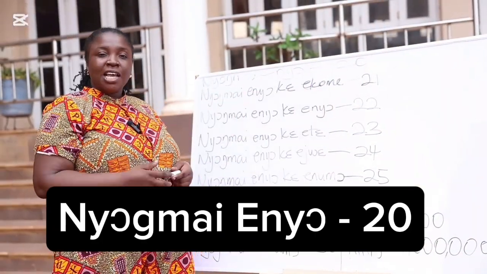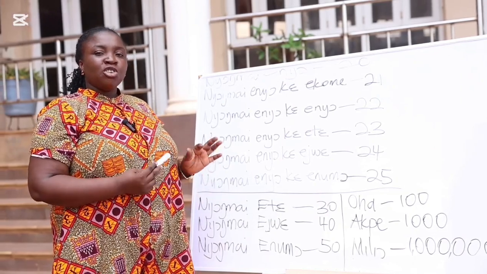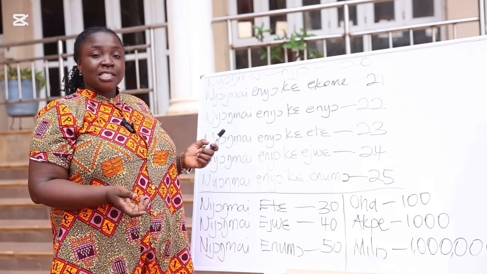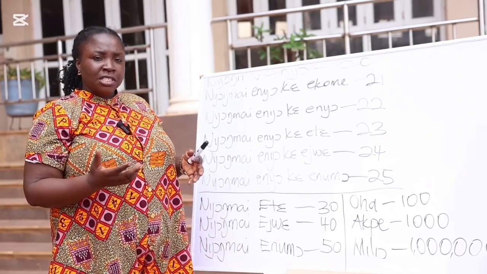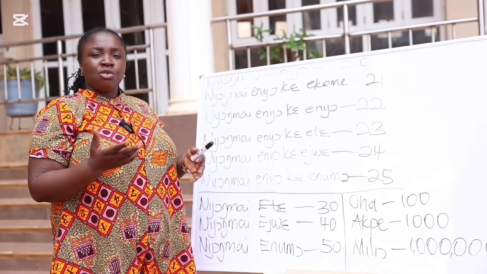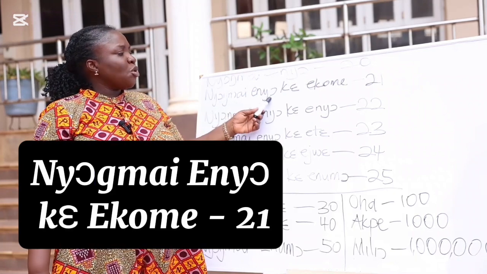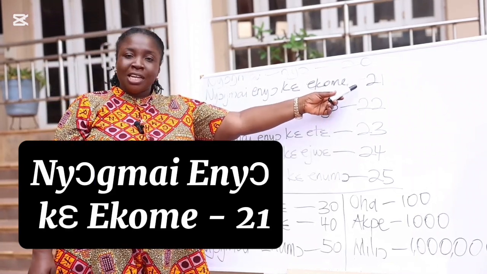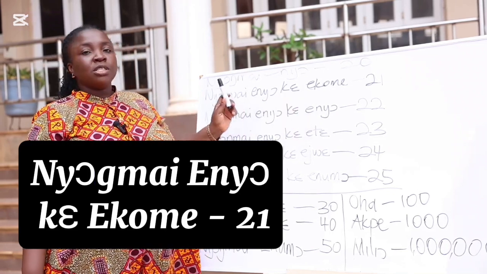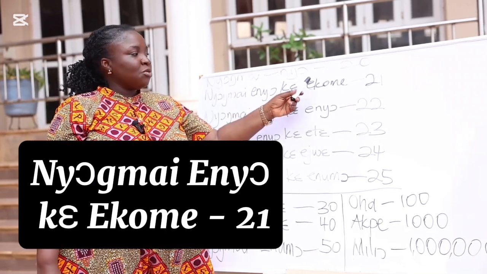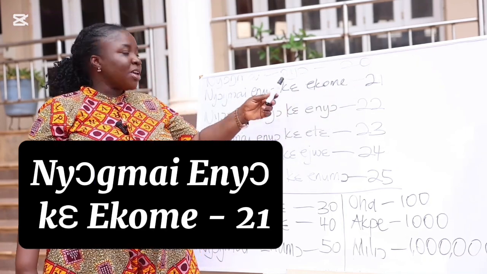Nyoma is 10. So in this case, we are going to learn from 20 to 25 and beyond, so that you can practice the rest on your own. Nyongenyo, 20. Nyongenyo ke ekome, 21. Nyongenyo is 20, ke and 1. So 21 is nyongenyo ke ekome.